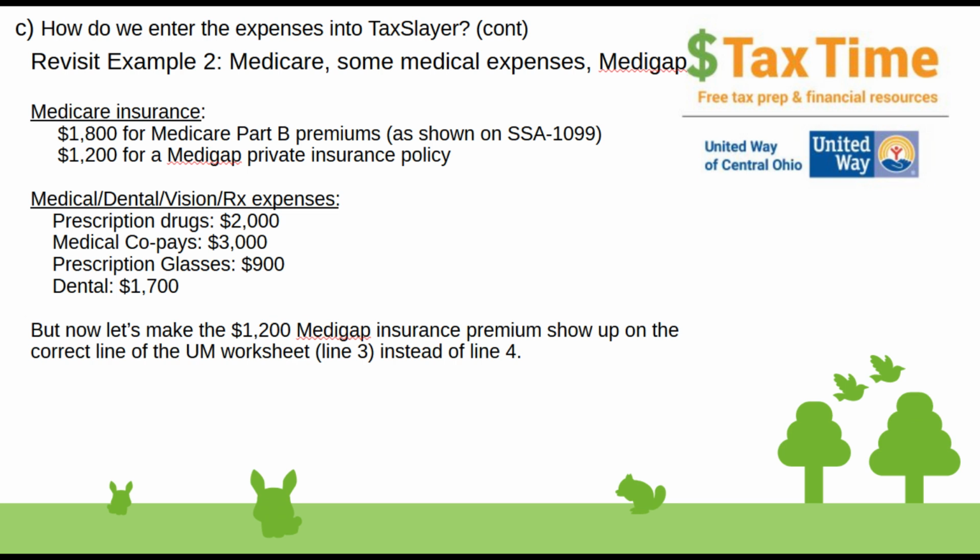As an academic exercise for those who are interested, let's revisit example 2. If you recall, for example 2, we had Medigap insurance, and we ended up entering that into Schedule A such that it transferred to the worksheet on line 4, which is kind of a fudge, but in the end, it doesn't matter in terms of the total deduction. Well, what if we want that to show up on line 3? How would we do that?